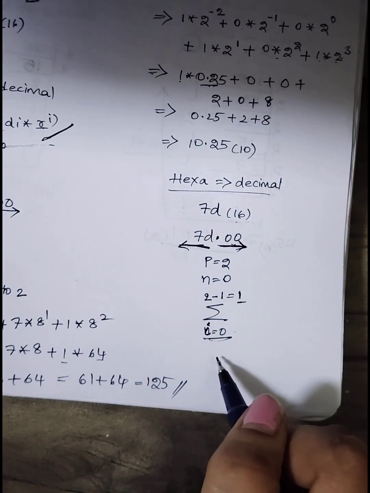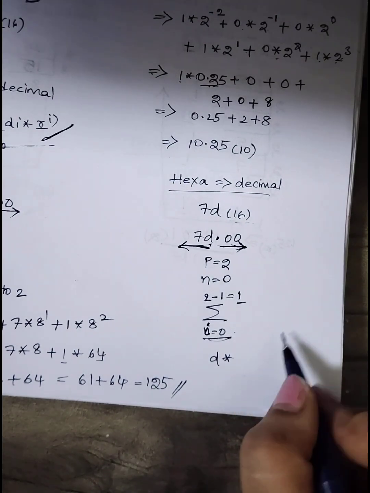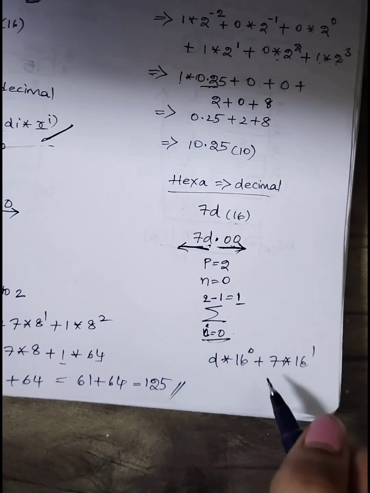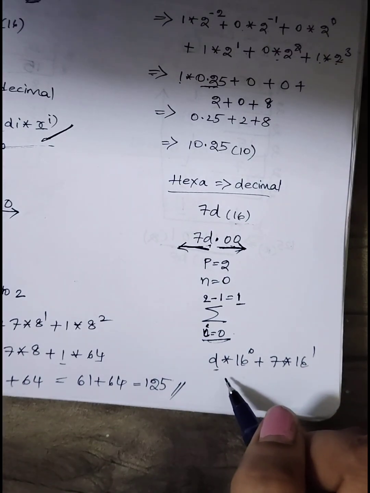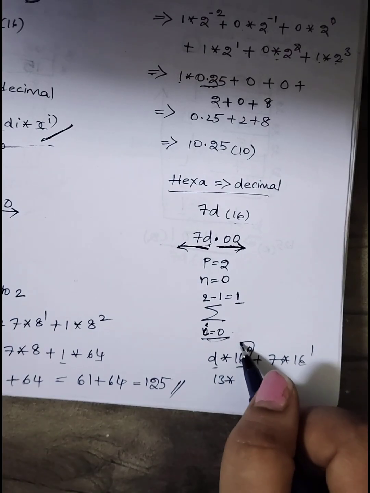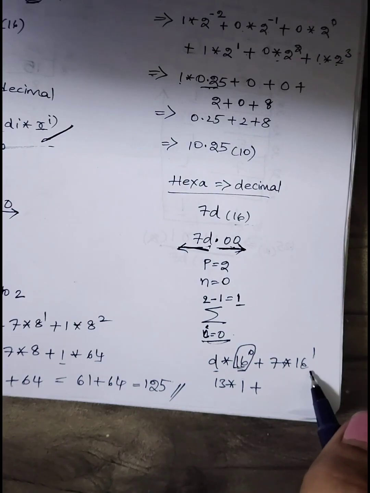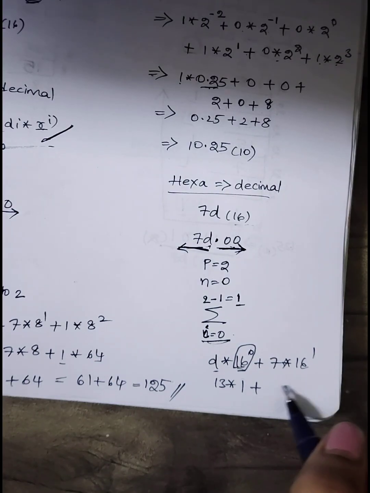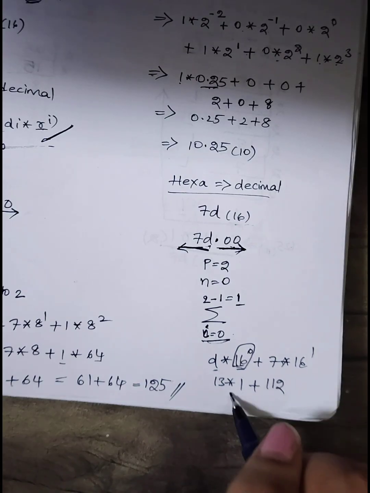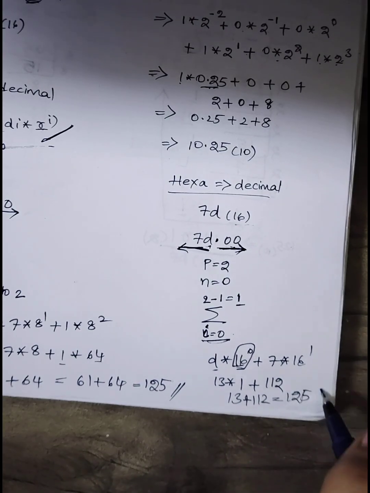So it will be number D into 16 power 0 plus 7 into 16 power 1. What is the value of D in decimal? It is 13. 13 into 16 power 0, anything power 0 is 1. 13 into 1 plus 16 sevens, 112. So it will be 13 plus 112, which is 125.